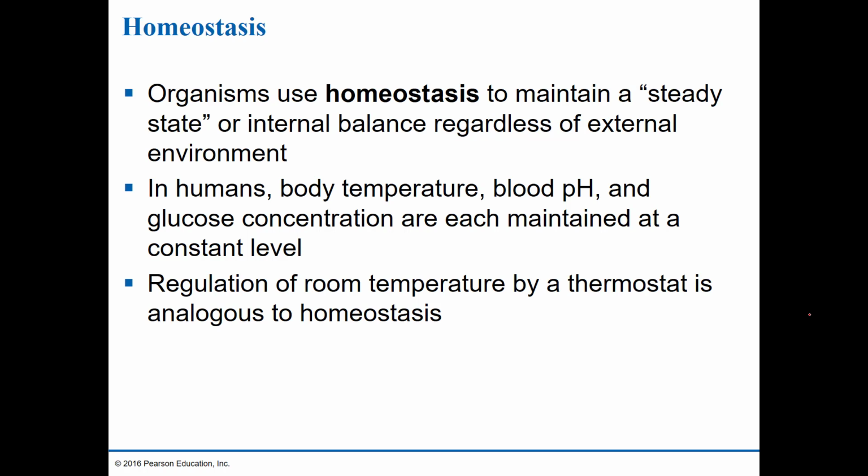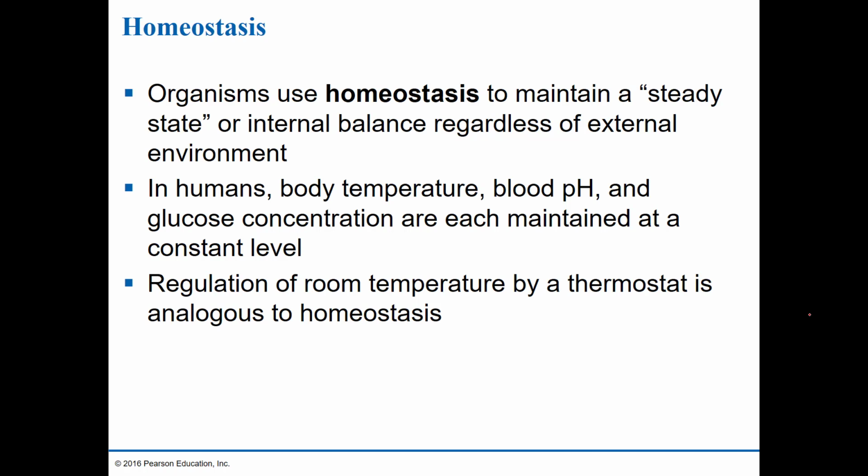And the bottom line in all of this is that organisms have to maintain something called homeostasis. This is like a steady state. So there's an internal balance regardless of what's happening outside. And they're either conforming or regulating in order to reach homeostasis, right? Homeostasis is a really, really important term that I would know, I would be able to define, and I'd be able to recognize an example of. In humans specifically, we have to maintain homeostasis in temperature, blood pH, and glucose concentration.